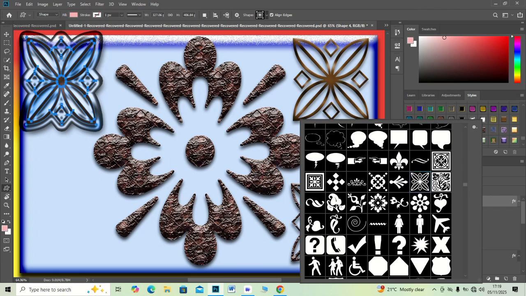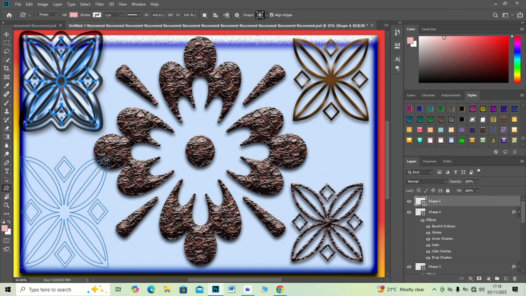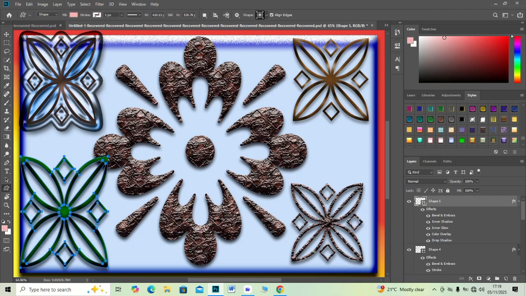Try blending modes like soft light or multiply. Now add splatter brushes around for a creative energy.